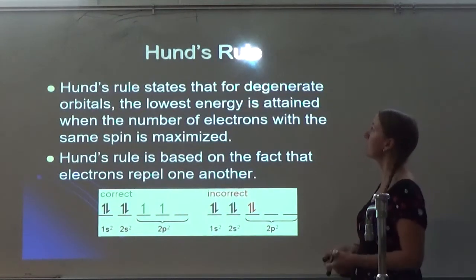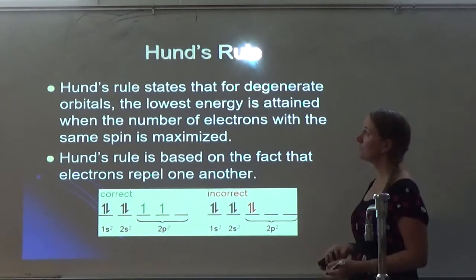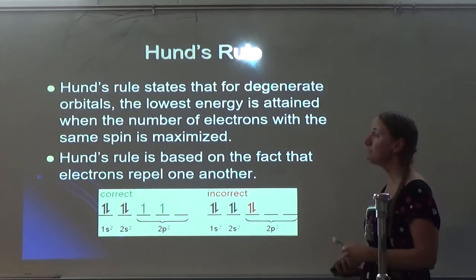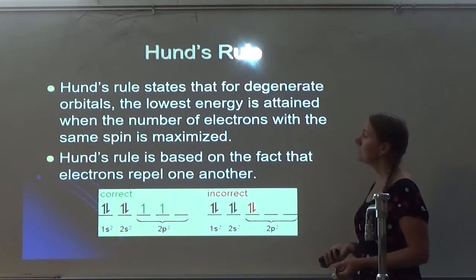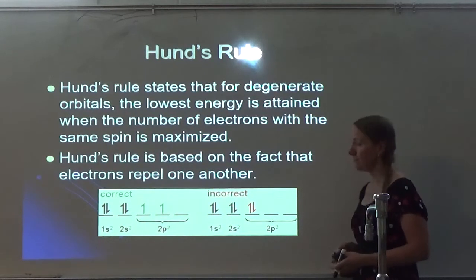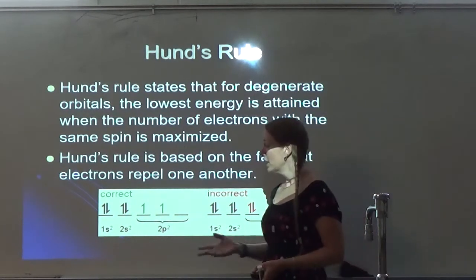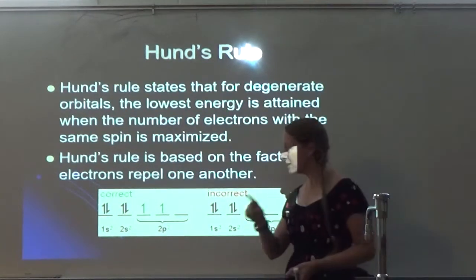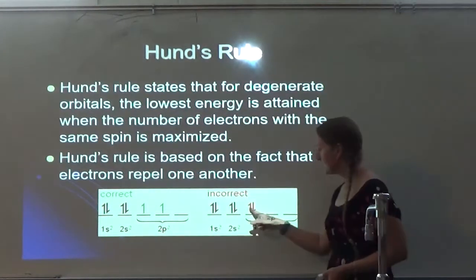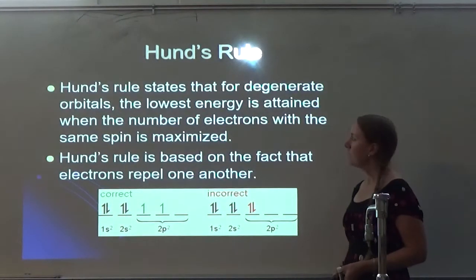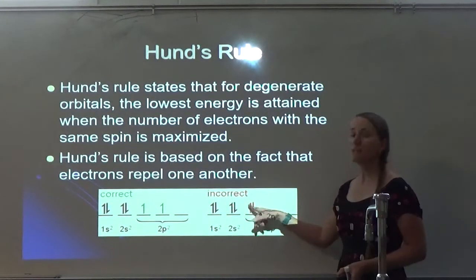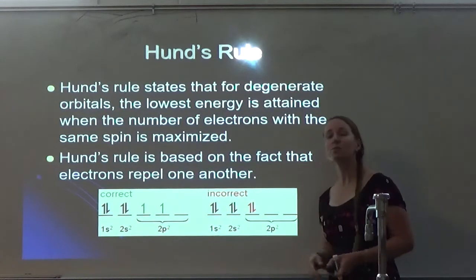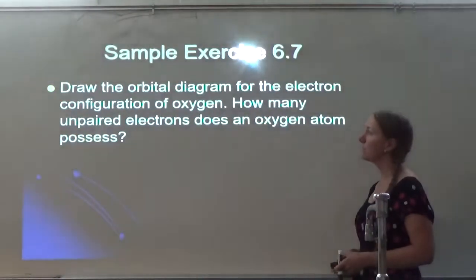So Hund's rule states that for degenerate orbitals, the lowest energy is attained when the number of electrons with the same spin is maximized. Hund's rule is based on the fact that electrons repel one another. Remember, we've discussed this rule before. If I have 3 orbitals for p and I only need to put 2 electrons in there, they would rather be separate than paired. So we want to fill it in like I did in class. Just go up, up, up. Then if you still need more, go back and put your down arrows.